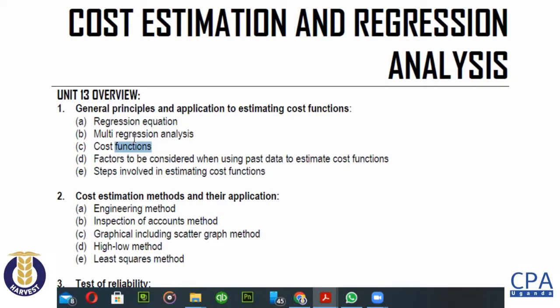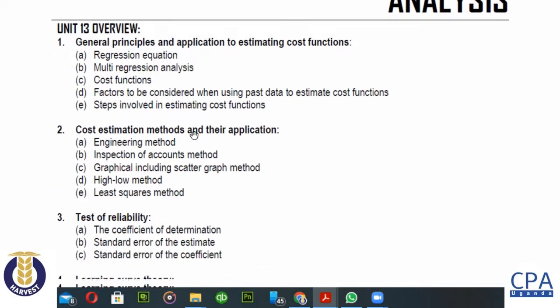Then of course you have all looked at the cost functions. We have the variable cost function and the fixed cost function. Then we have factors that are supposed to be considered when using past data to estimate the cost functions, especially the seasonal variations in data. And then you'll be examined on the steps involved in estimating cost functions.